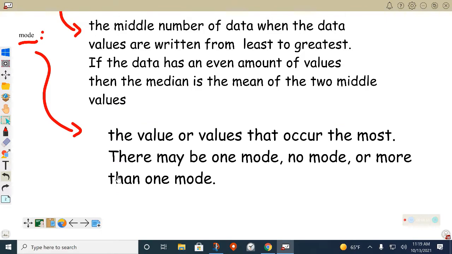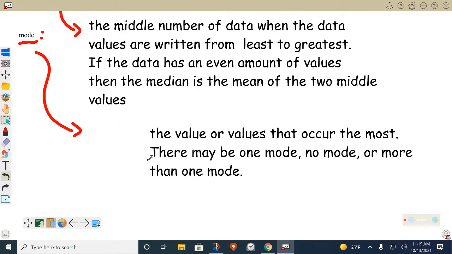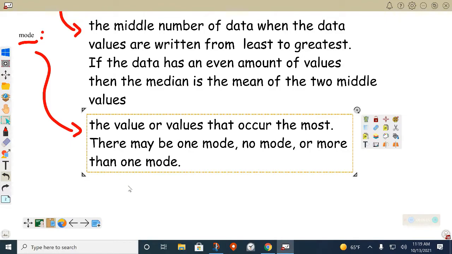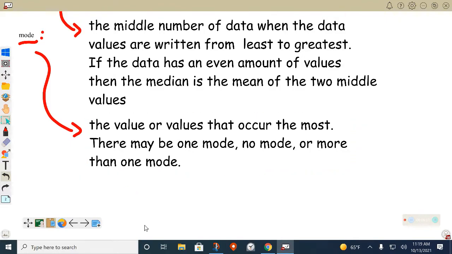Isn't the mode like the most, what occurs the most? So you have a bunch of data, and whatever occurs the most, that's the mode. It kind of rhymes with most: mode, most, right?